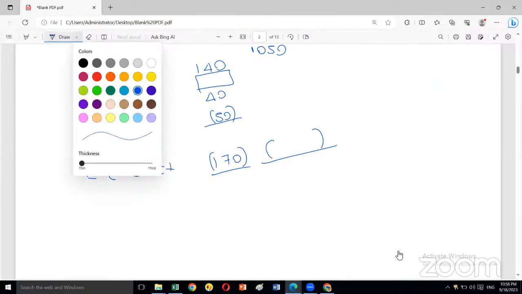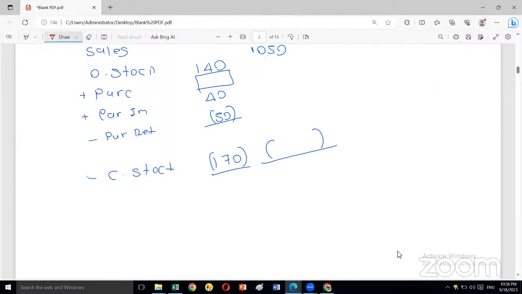Now just observe this. You know very well, this is the sales. This sales is equal to how many percent? This sales is equal to 100%. If I divide by 100, I will get 1%. Do I need 1%? No. I want to find the profit.